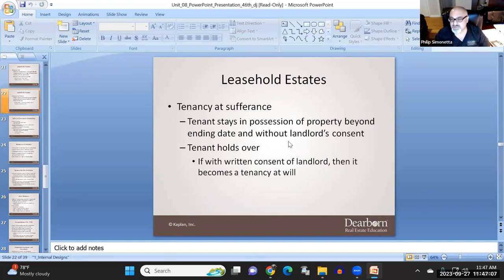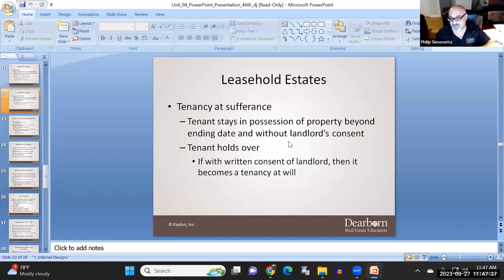Think suffer, right? It's suffering. Okay, so this is an example. Let's say you had an estate for years. You rented the property from January 1st to December 31st. If the tenant stays in possession of the property beyond the ending date and just keeps paying rent, it's like a tenant holdover. So you didn't talk to the landlord, nothing, but you're just still staying there and just paying rent every month.